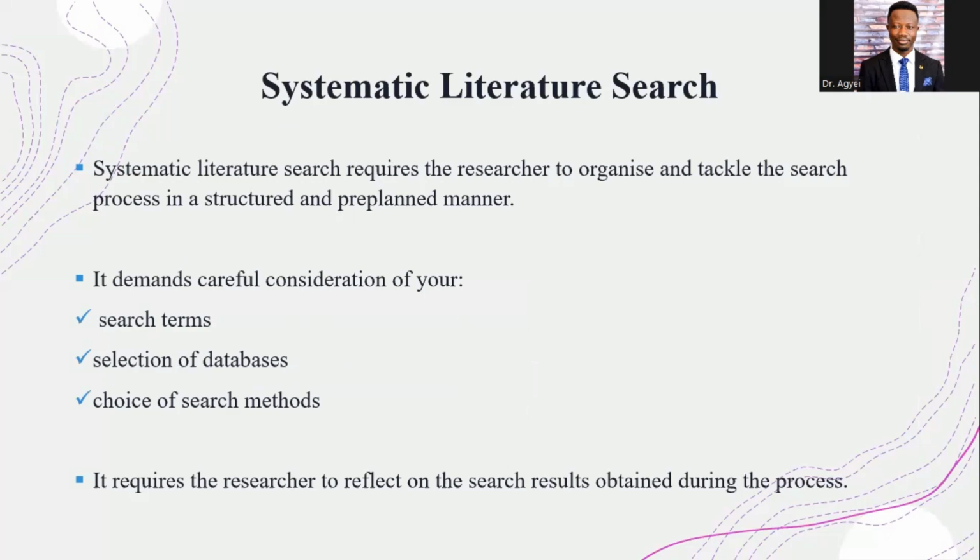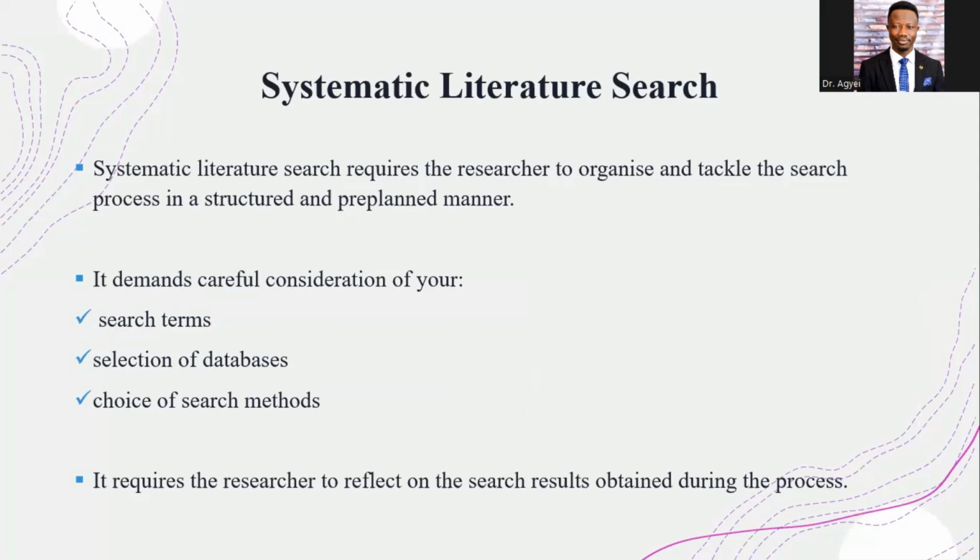So when you talk about systematic literature search, we are looking at how a researcher is able to organize and tackle the search processes in a structured and pre-planned manner. So before you start your studies, you need to plan how you'll be going about your literature search, because that is very important.